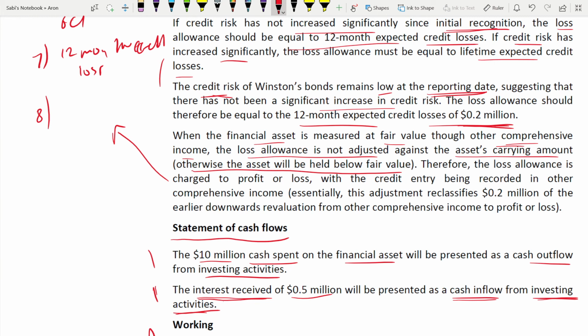Otherwise, the asset will be held at below fair value. Why does it make sense? Because you told fair value through other comprehensive income. If you do it in that way, you deduct 0.2 from fair value. Then it does not make sense. Then it will not be held at fair value. It will be held below fair value. That's why, other comprehensive income, do not adjust. But if it was amortized cost, it makes sense. Then you can deduct it from the asset's carrying amount. Therefore, the loss allowance is charged to profit and loss. Immediately, you take that loss allowance as an expense in profit and loss. Loss allowance will go to profit and loss, not other comprehensive income. Only changes in fair value.